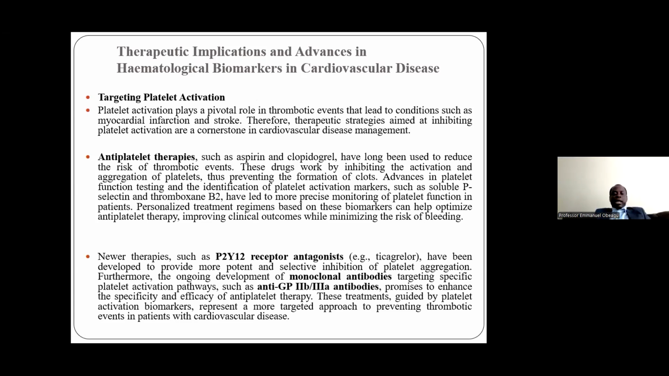Therapeutic implications and advances in hematological biomarkers in cardiovascular disease. Of course, you have to target platelet activation, you have to regulate that point, and then from there develop antiplatelet therapies, which will help to control, to monitor and manage the patient with cardiovascular disease. Newer therapies such as P2Y12 receptor antagonists like ticagrelor have also been developed to provide more potent and selective inhibition of platelet aggregation, and then monoclonal antibodies and others that are also new that you need to explore. Yeah. Next.